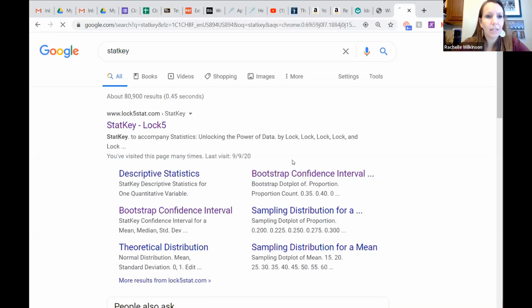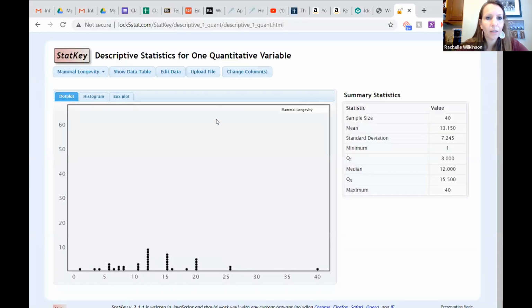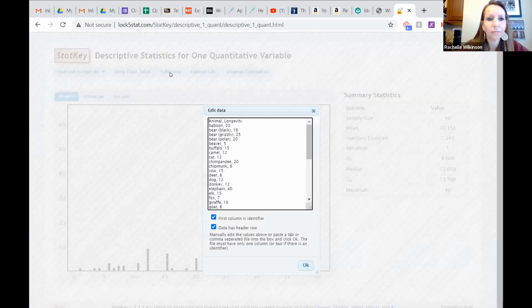So open up StatKey somewhere, and once you've got StatKey open, then we're going to be looking at one quantitative variable. All right, and this is obviously not a preloaded data set because we just created it. So we're going to have to enter the data in ourselves. So to do that, we're going to click on this Edit Data button here.